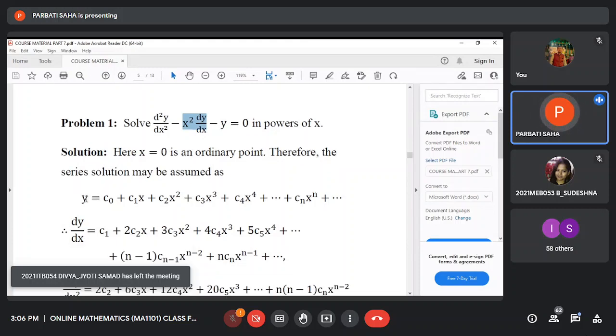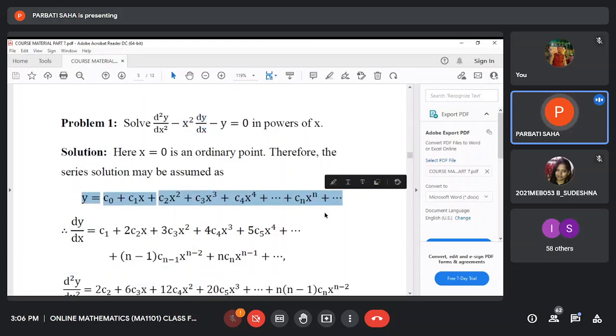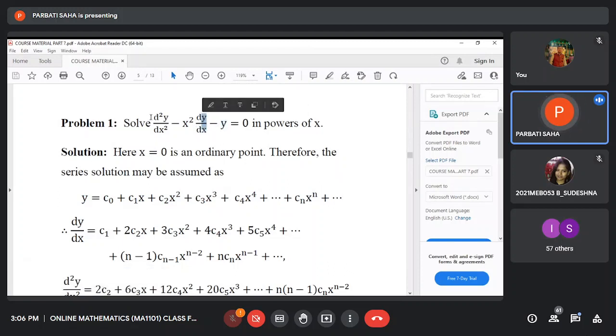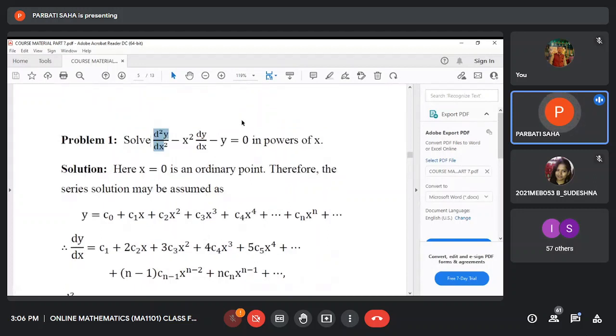Just write the solution in this form. You see, this is a series in powers of x. x equals 0 is an ordinary point. The series solution may be assumed in this way. Now if we assume y equals this, we need y, dy/dx and then d2y/dx2. So we have to compute the first order derivative and second order derivative, and substitute these values in the differential equation.